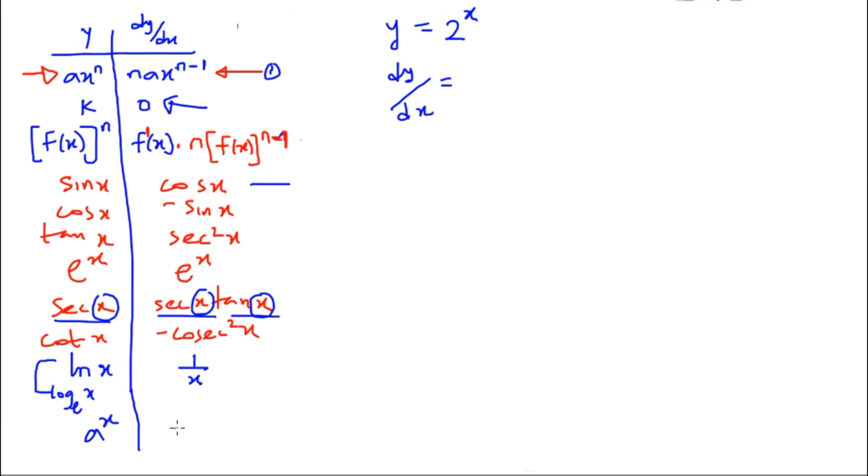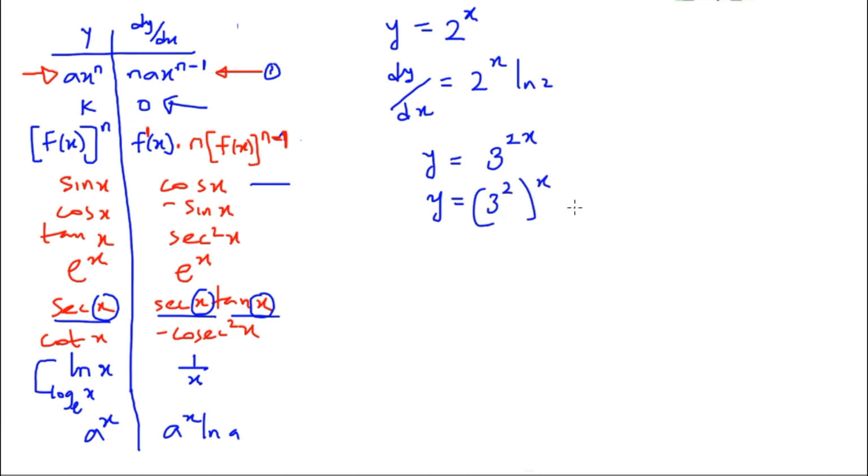The derivative of a raised to power x is a raised to power x ln a. So I should have 2 raised to power x ln 2 as the final answer. But let's say I have y equal to 3 raised to power 2x. It means that I need to rewrite it and make it 3 raised to power 2 into x, since they are the same. And of course 3 raised to power 2 is the same thing as 3 times 3, which is 9 raised to power x. That means I want to differentiate 9 raised to power x, and the derivative of 9 raised to power x will be equal to 9 raised to power x ln 9.